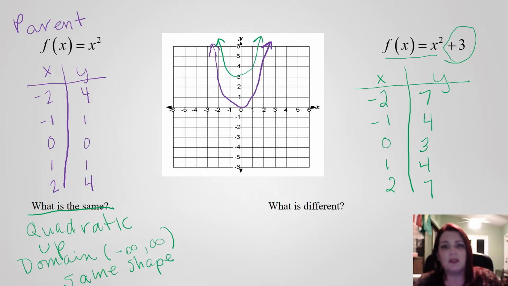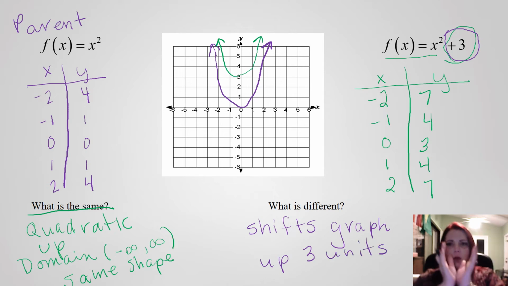So what's different? The real big difference is in the equation that I circled, which is +3. That +3 shifts the whole graph up 3 units, as if we're taking that whole parabola and it's going doop, doop, doop, up 3.